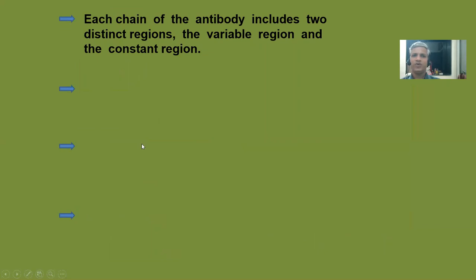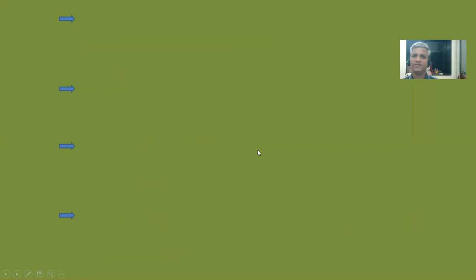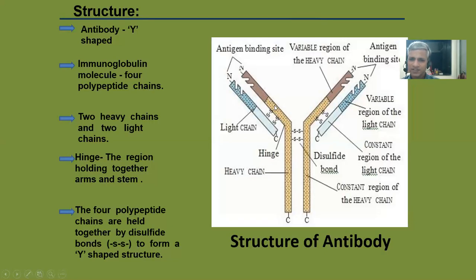Each chain of antibody includes 2 distinct regions, the variable region and the constant region. See, each chain has 2 regions. The upper region of each chain is called the variable region, and the lower region of each chain, that is, light chain and heavy chain, is called the constant region. The variable regions can form the antigen binding sites. There are 2 antigen binding sites.